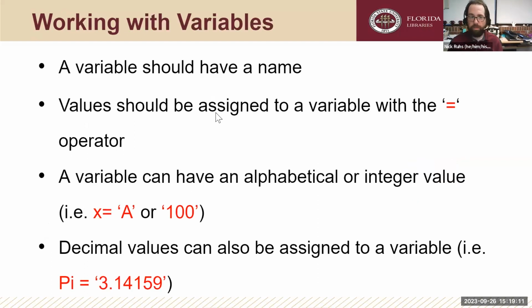So when you're thinking about variables, variables should always have some sort of a name. Values should always be assigned to a variable with the equals operator. And we'll get into that in a second and demonstrate why you should do that. A variable, as we said, can have an alphabetical, textual, or an integer value. Decimal points can also be assigned to a variable, such as the value of pi, for instance.